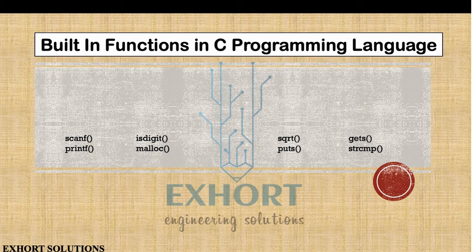Malloc. Malloc is used to create a block of memory. Then the next is sqrt. It stands for square root. This function is used to find the square root of a number. Then the next is puts. It is a file handling function to write output on the screen. Okay, gets. It reads a line from a file. The gets function reads a line from a file. It reads line by line. Then the next comes strcmp. It stands for string comparison. It is used to compare two strings.